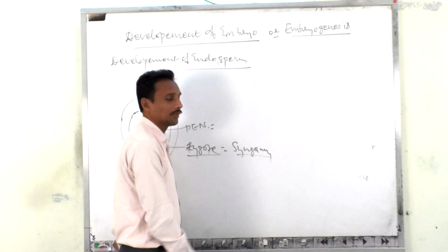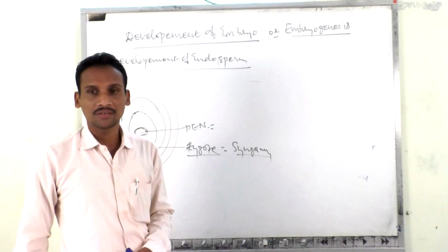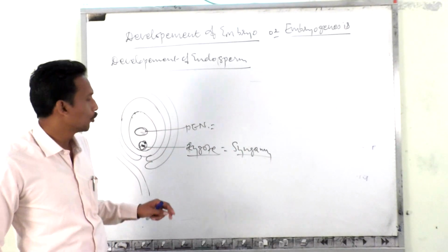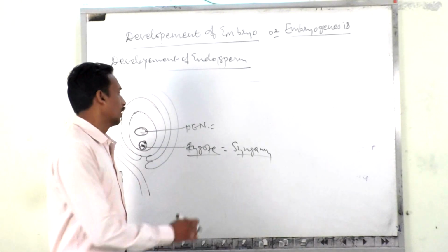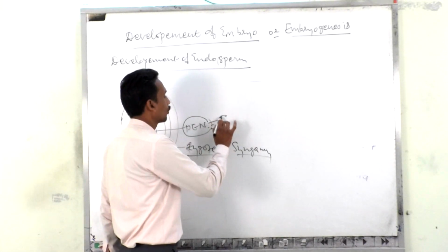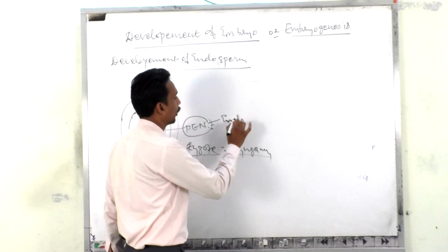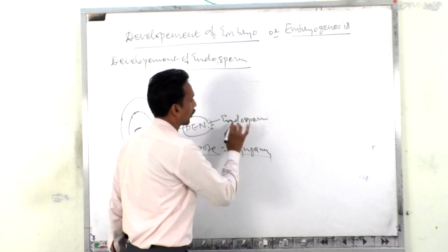And this one is the product of the second fertilization. That is, the primary endosperm nucleus, or the PEN, has been produced. This PEN is going to produce the endosperm. ये हमें देने वाला है endosperm. That we have already discussed.